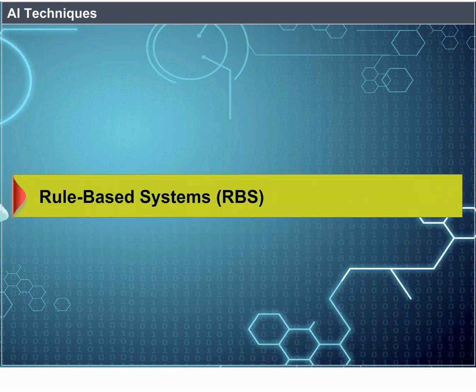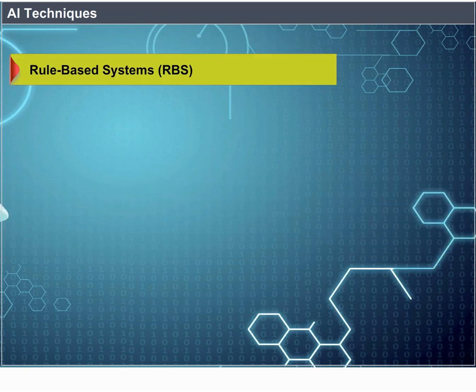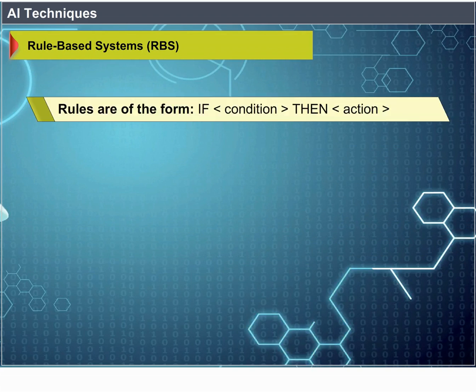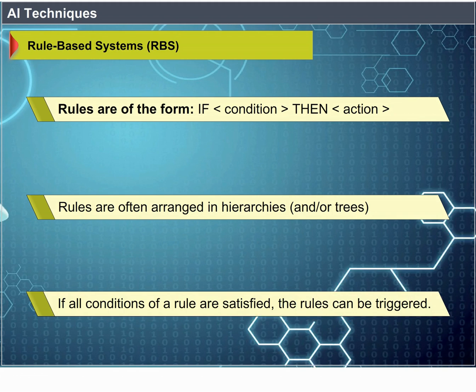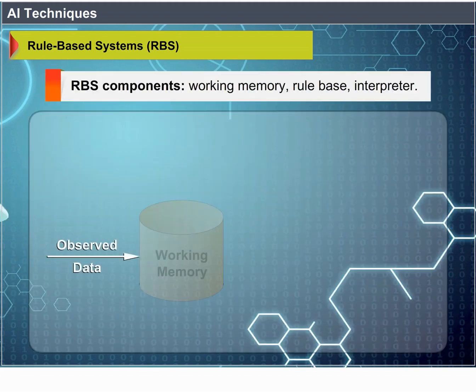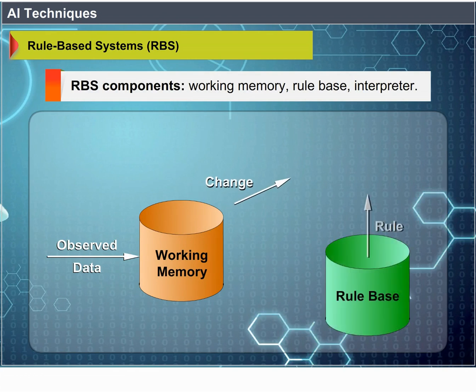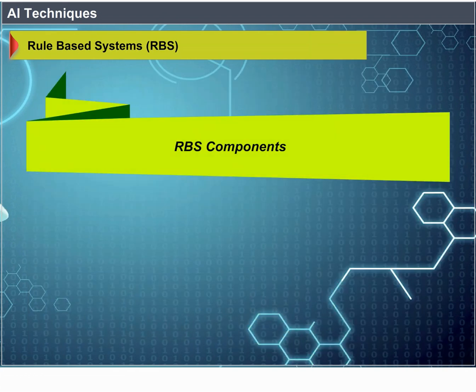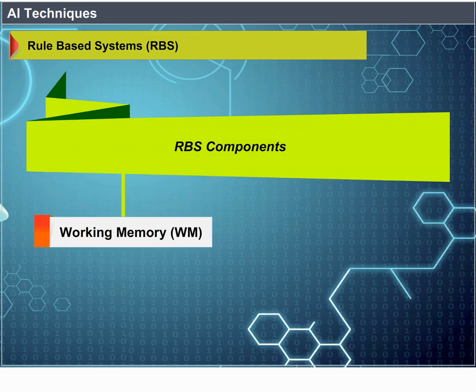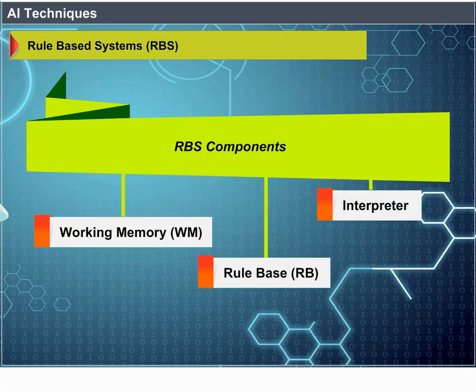Rule-based systems (RBS). Rules are of the form: if condition, then action. Rules are often arranged in hierarchies and/or trees. If all conditions of a rule are satisfied, the rule can be triggered. RBS components: working memory, rule base, interpreter.